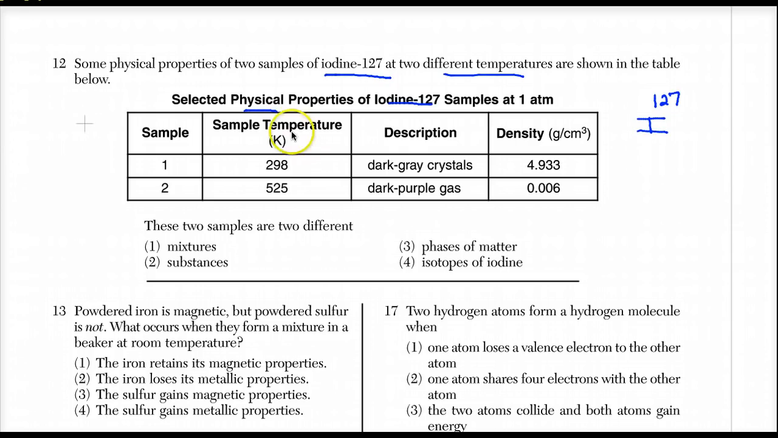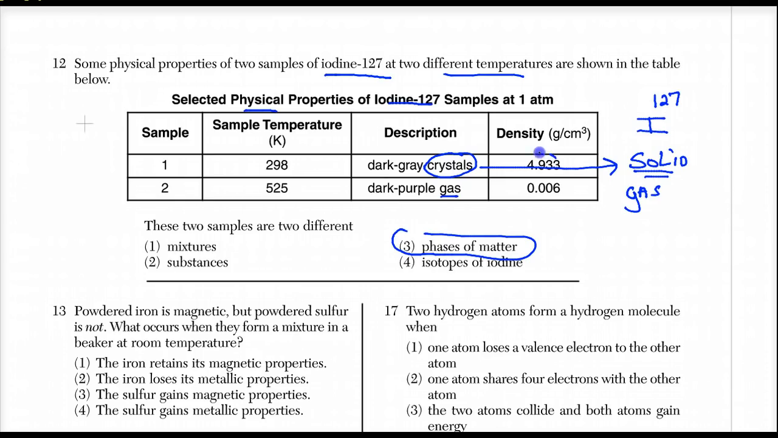These two samples differ in what? Well, one differs in temperature, and the one with the higher temperature is a gas. Its density is very small. At the lower temperature, the same substance has crystals and has a higher density. So these two different samples are two different phases of matter. One is dark gray crystals. That screams a solid. And you should know solids are a regular repeating crystal arrangement of atoms, whereas this, of course, says gas. So the first one is a solid, the second one's a gas. The crystal gave it away.